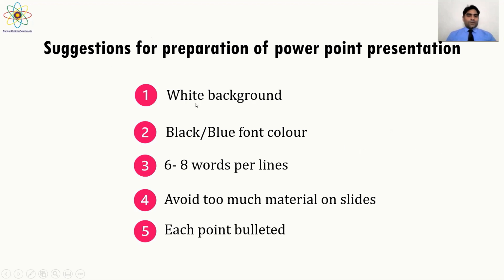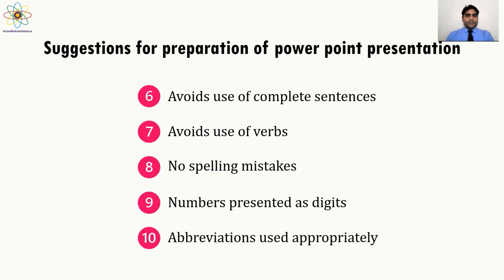We should keep a white background. They are easy to buy. Whatever color you want to put, you're free to choose. You need not care about the background. And once the background is white, we should have a black or blue font color. We should always try to have 6 to 8 words per line. We should avoid too much material on the slide. We'll have a discussion later on that we should keep deleting the things on the slides which we have gathered all the time. Each point should be bulleted. Those bullets can be numbers also.